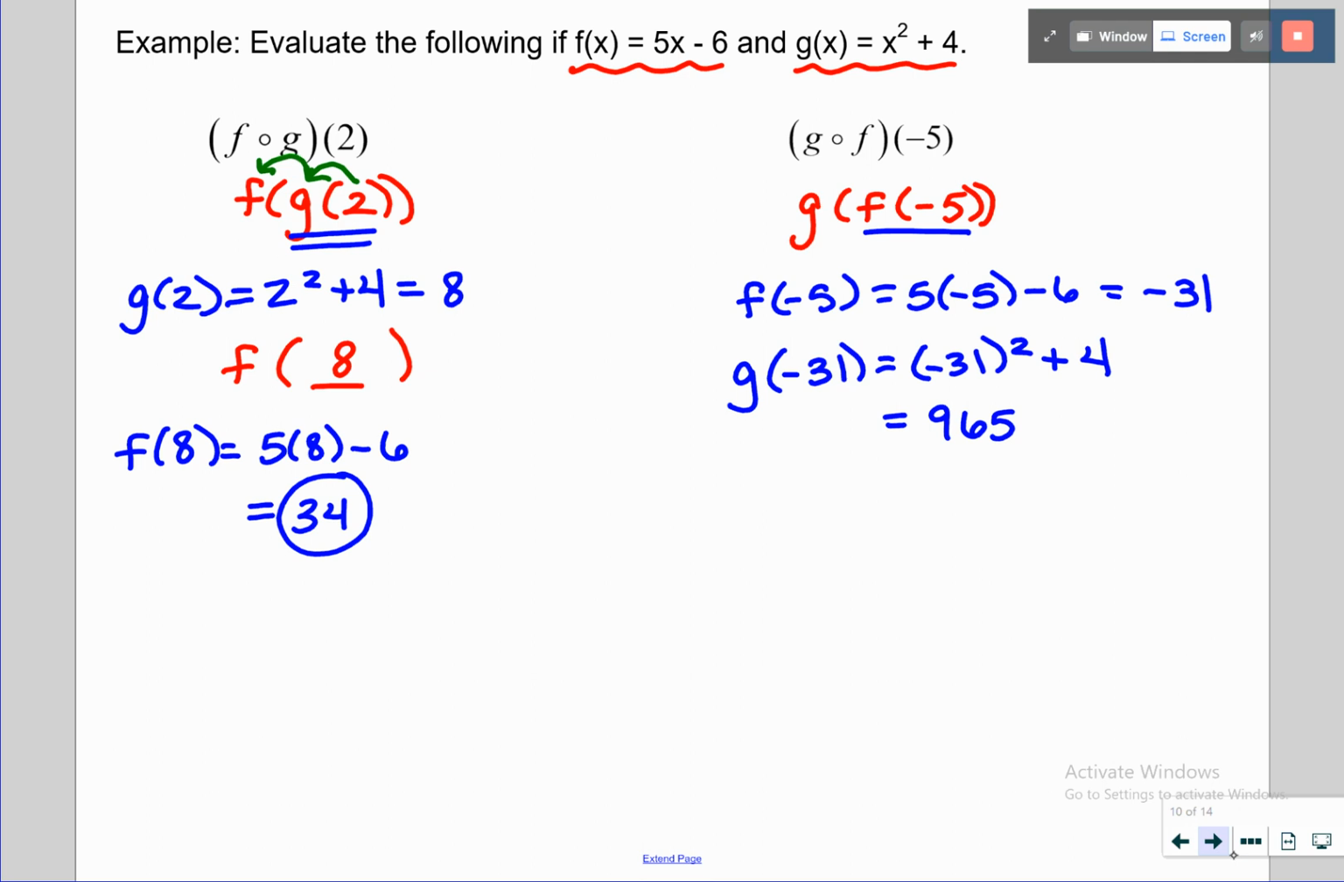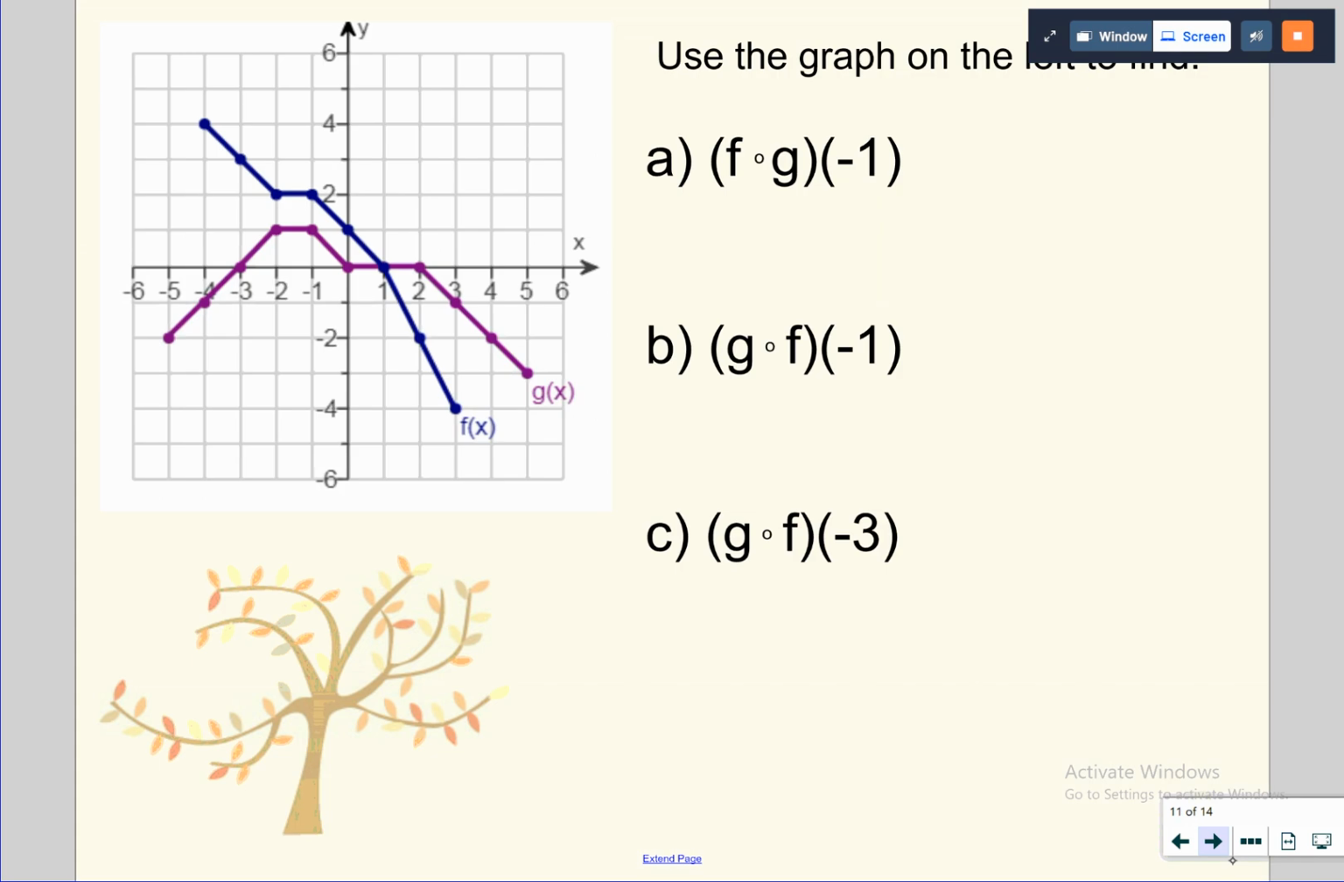Okay. All right. Now you're going to see problems like you saw yesterday where there is a function on a graph. So instead of being able to plug this number into an equation, we're going to find the answer on the graph.